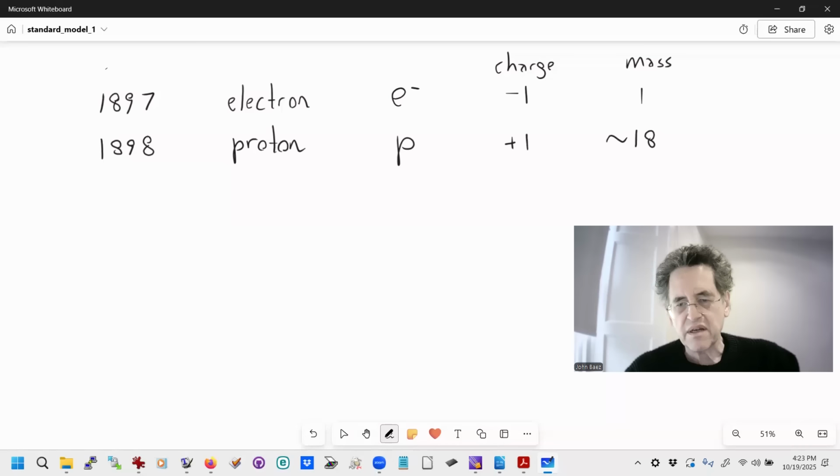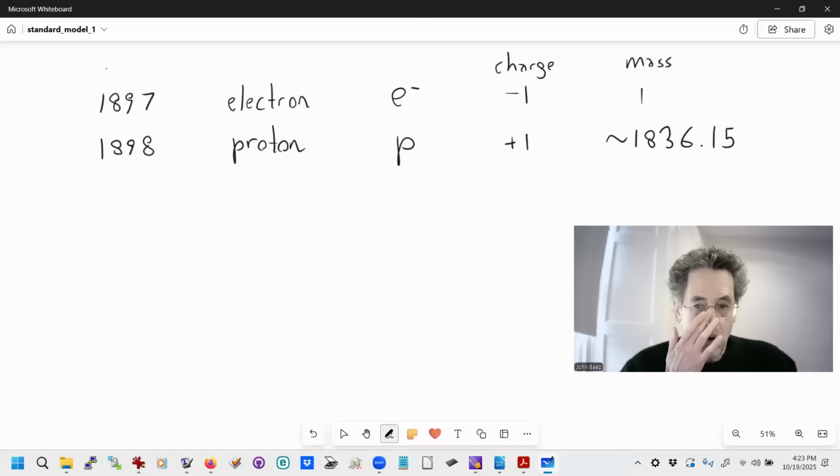Its mass is about 1,836.15 times that of the electron. And just for fun, I'll say the .15, just so you know that it's not an integer, times the mass of the electron. It's some crazy number, and nobody knows why it is this number in a fundamental sense. It's still a deep mystery why particles have the masses that they do.